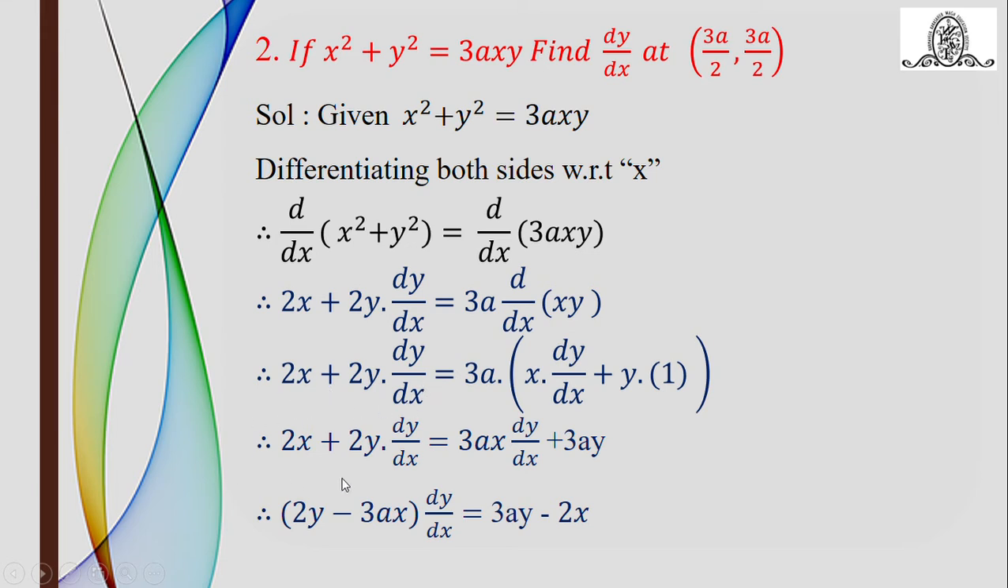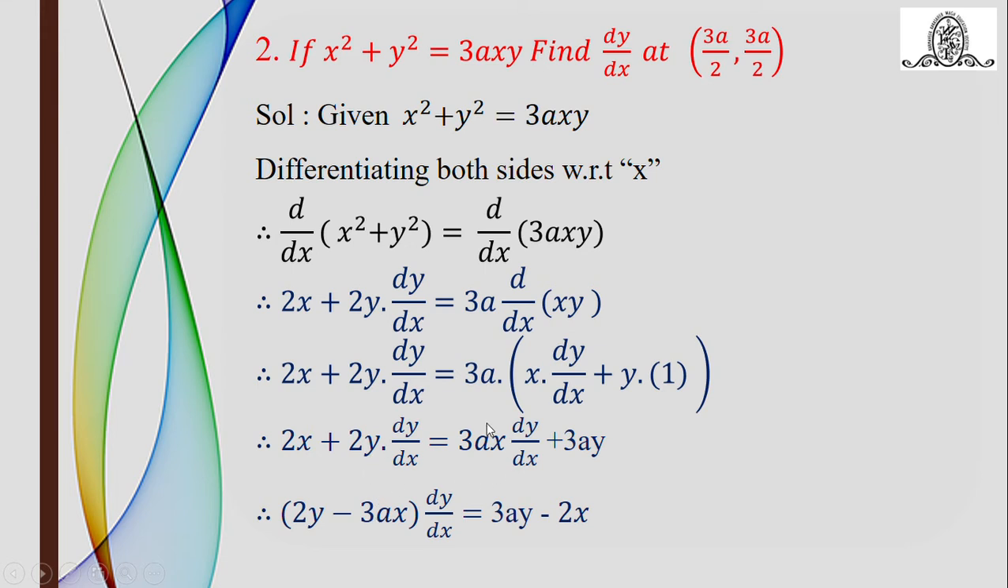Now once again you can see there are two terms containing dy by dx. So for that again we have to open this bracket. So the bracket is open. See, 3a into x dy by dx is your first term. 3a into y will be the second term. Now once again we have to collect these two dy by dx terms into left. So 2y minus this 3ax gets shifted, so it will get subtracted once again.